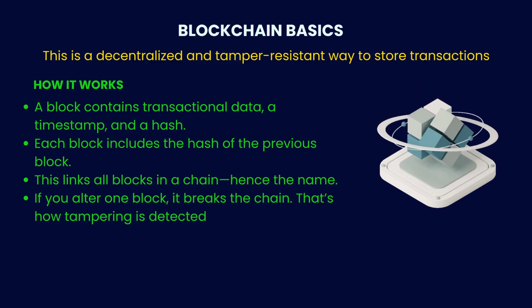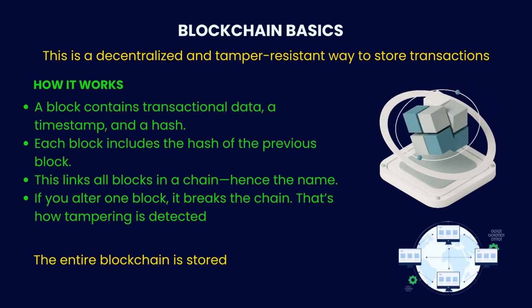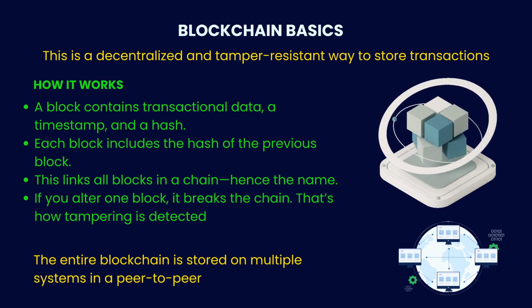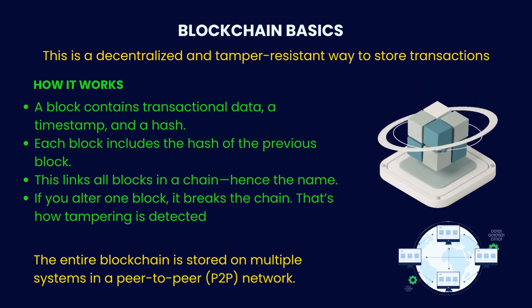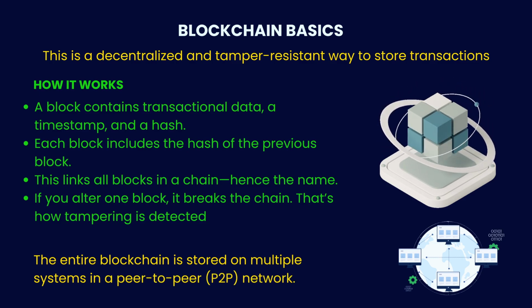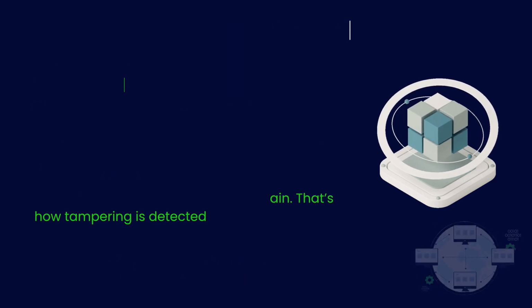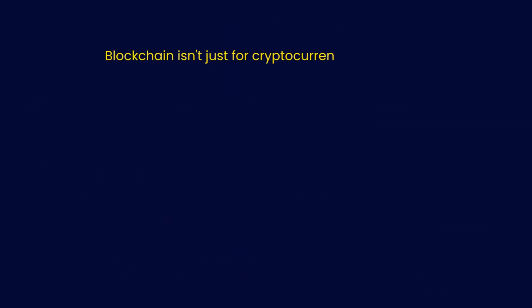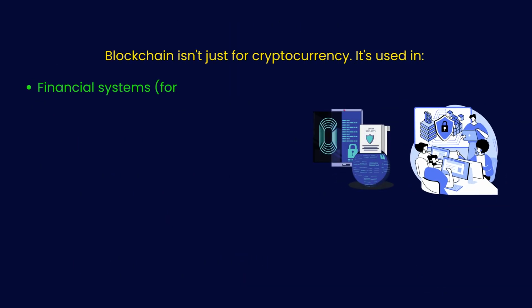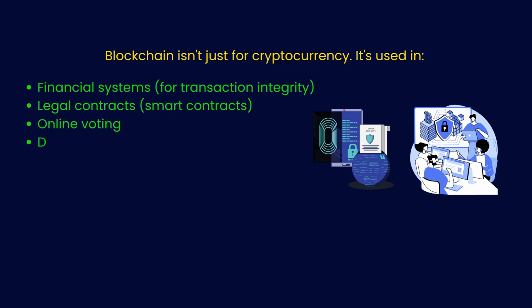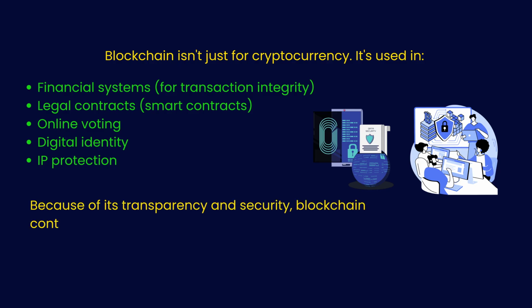The entire blockchain is stored on multiple systems in a peer-to-peer network. No single machine owns it. Everyone has equal access, and everyone can see the same version. Blockchain isn't just for cryptocurrency. It's used in financial systems, legal contracts, online voting, digital identity, and IP protection. Because of its transparency and security, blockchain continues to gain traction across industries.